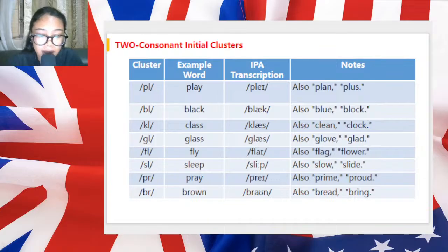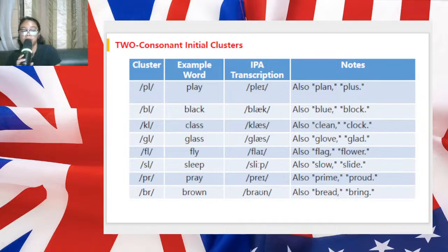Other common words featuring this cluster include clean and clock, okay? So practice class, clean, clock, really feeling that seamless shift. Sorry, I am so sorry, my mistake. Seamless shift, okay? Anyway, yes, I am referring to a shift, the transition from the back to the front of your mouth for the cl blend, this particular consonant blend.